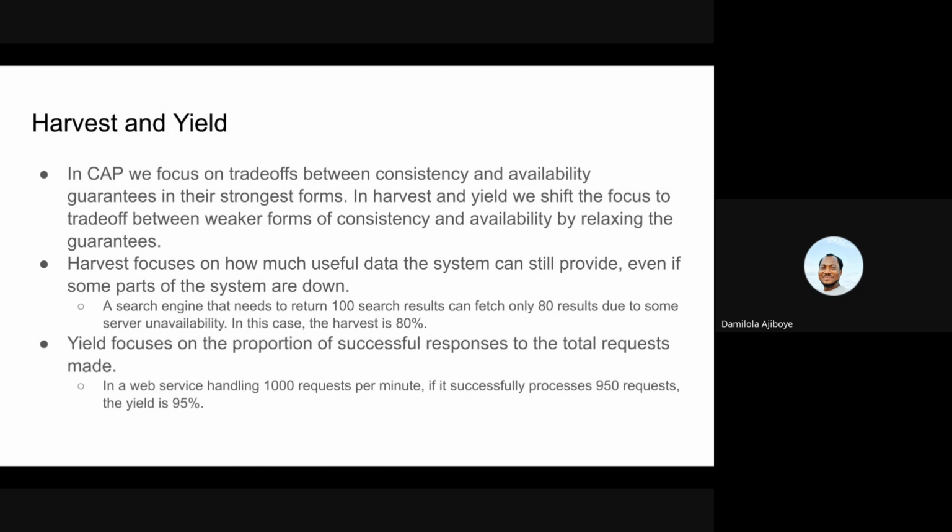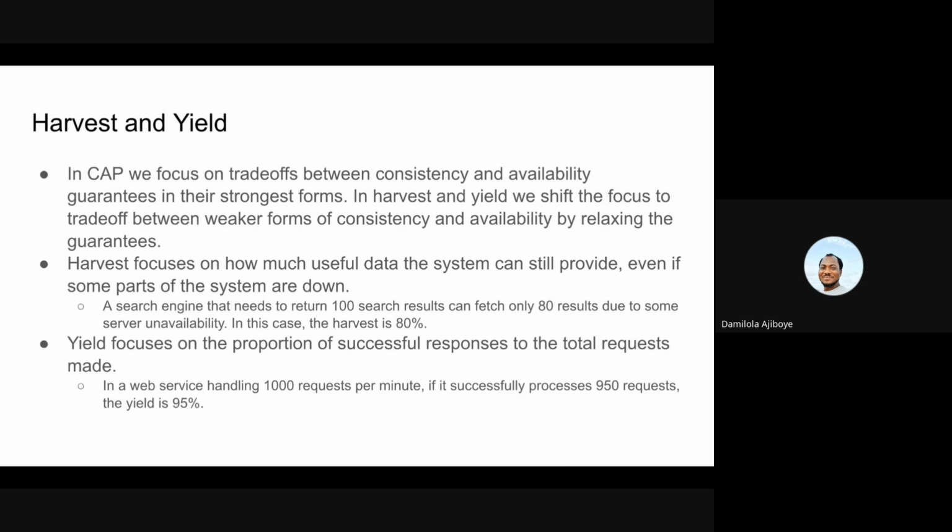Harvest asks the question: how much useful data can we get from the system, even when parts of the system are down? In the example here, you have a search engine, and there are 100 results for the search query, but the search engine is only able to fetch 80 because some parts of the system are down. Is it fine to just return 80 search results, because most users will probably not scroll past the 50th result? It might be fine. So harvest in this case is a way to look at making these trade-offs.